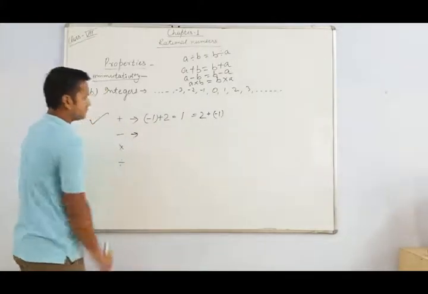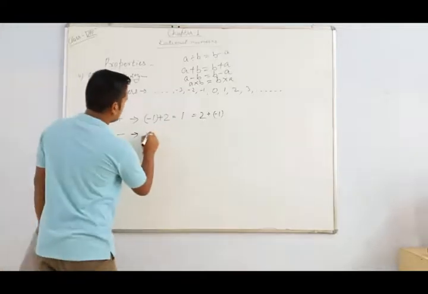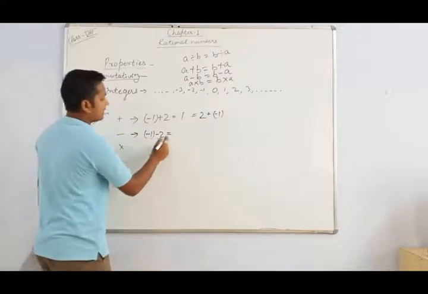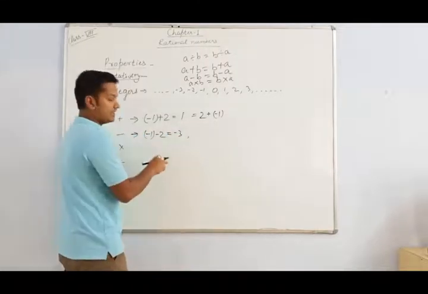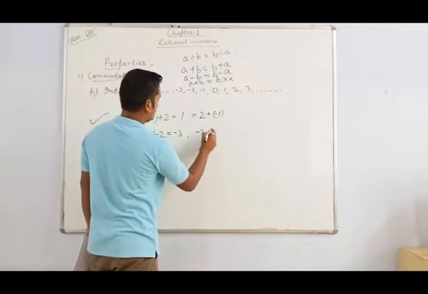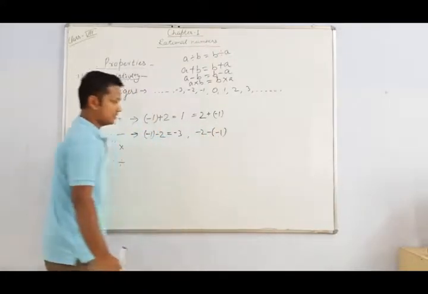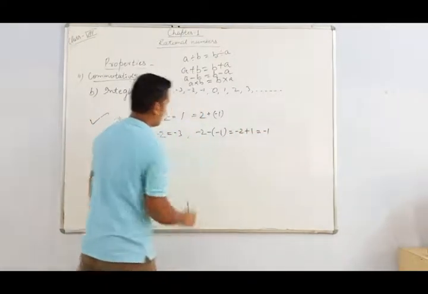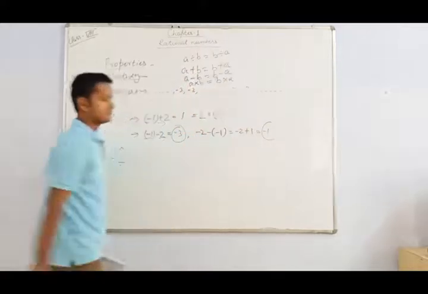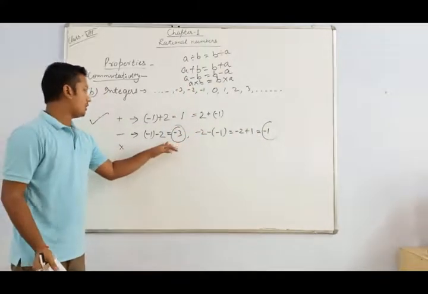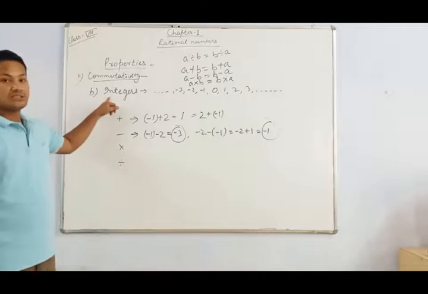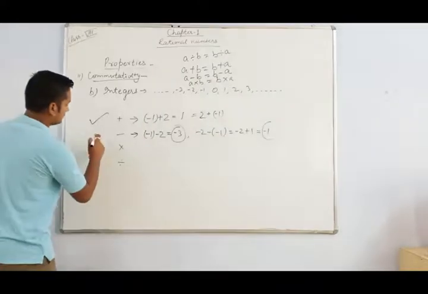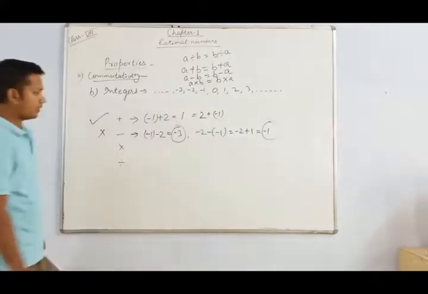Now for the subtraction, let's take the same example, minus 1, minus 2. What will it give you? It will give you minus 3. But if you interchange the places, minus 2 and minus of minus 1, it will give you 2 plus 1, minus 2 plus 1, that is minus 1. Are they equal? Not obviously. So the integers do not hold the commutative property under the operation of subtraction.